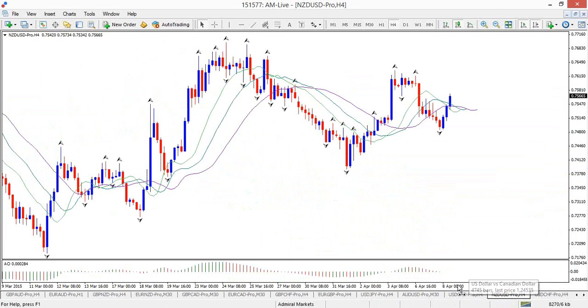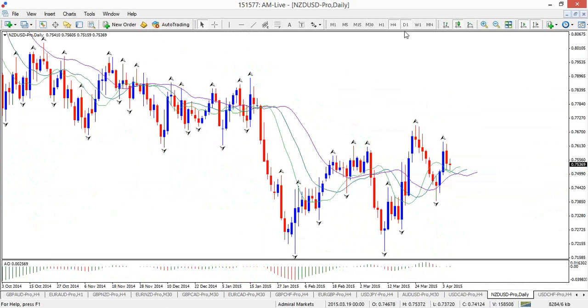New Zealand dollar, let's see, Bjorn is talking about New Zealand dollar. Double bottom, then fail downswing, can that be seen as a wave 2, and wave 3 just started? Daily chart.